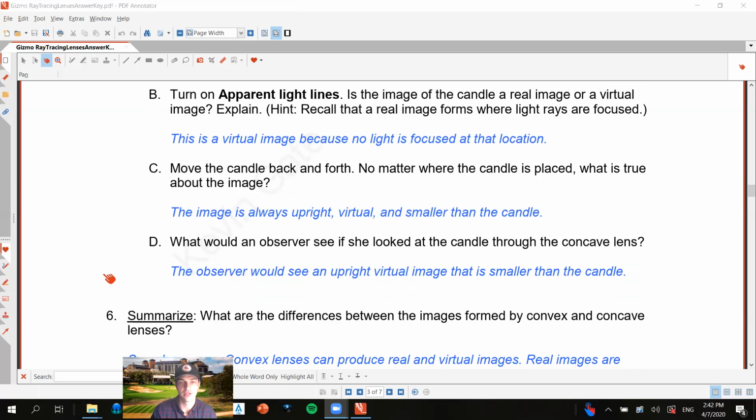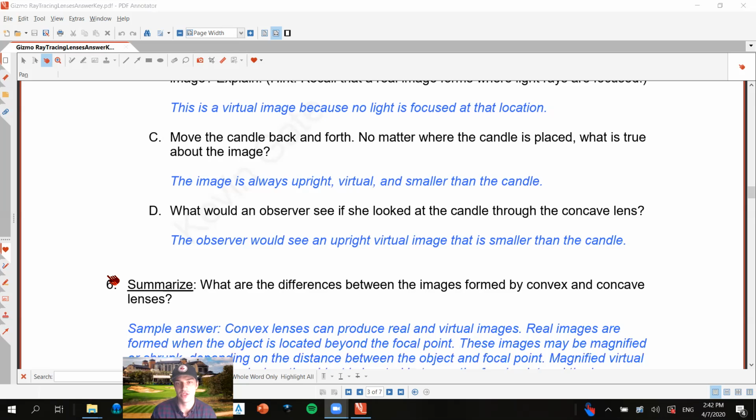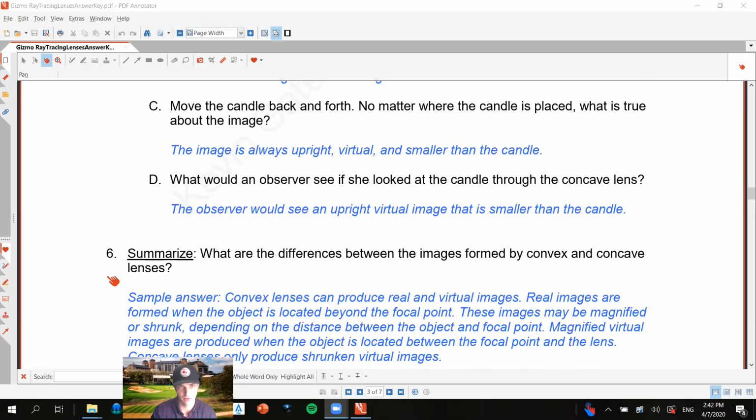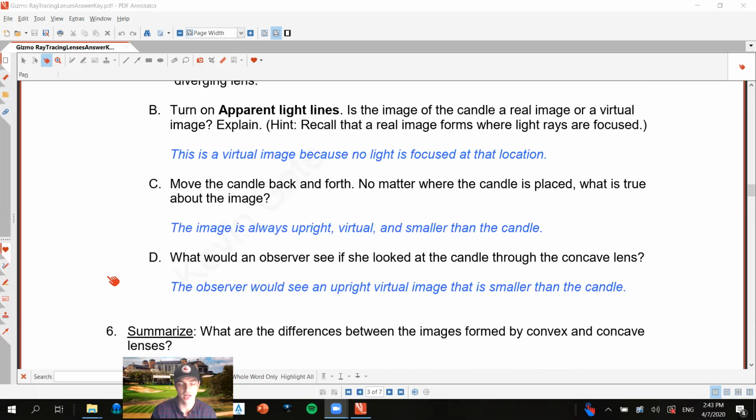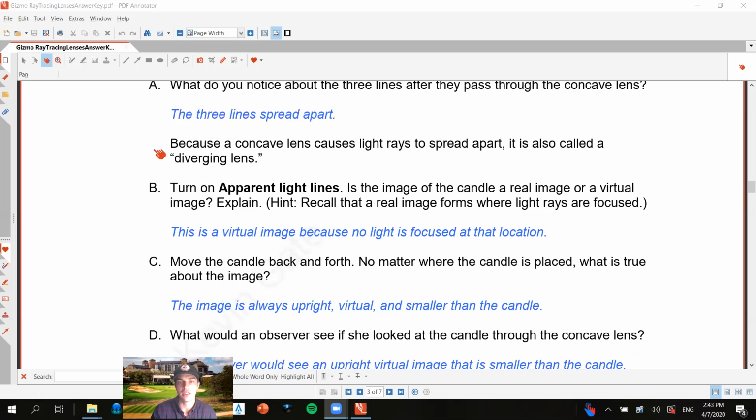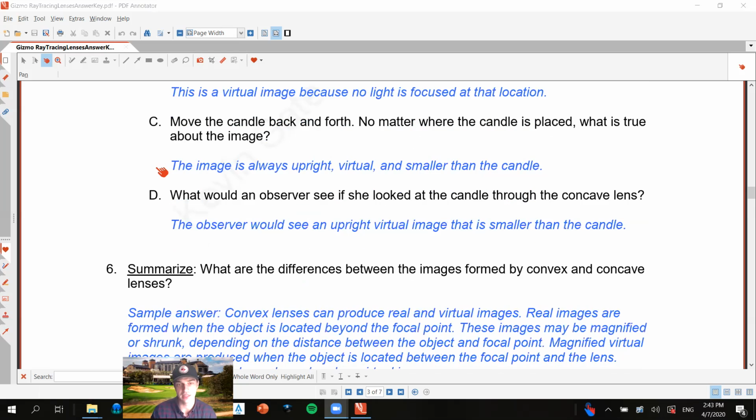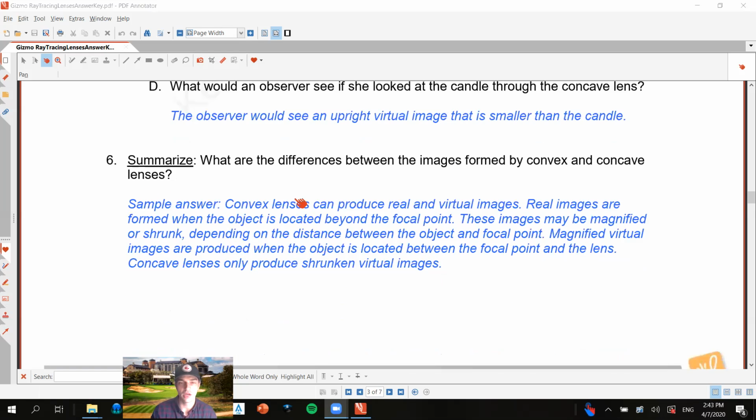Question D asks us, what would an observer see if she looked at the candle through the concave lens? The observer would see an upright virtual image that is smaller than the candle itself. So those are the rules now that we can take and apply to concave and convex lenses. And today, we're going to use this summary to help us analyze and produce some ray diagrams for converging convex lenses. The summary question asks us, what are the differences between the images formed by convex and concave lenses?